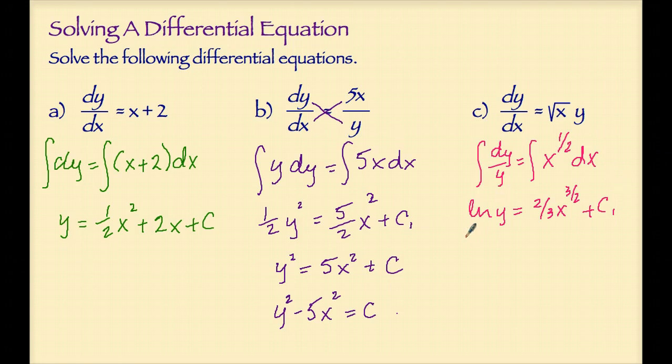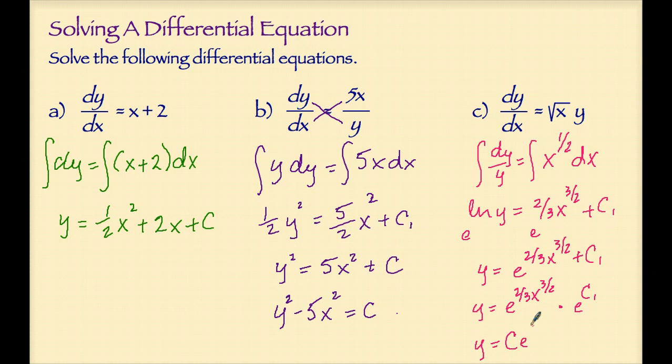We're going to solve for y by exponentiating both sides of this equation. This gives us y equals e to the 2/3 x to the 3/2 plus c sub 1. But the right side of this equation can be rewritten as e to the 2/3 x to the 3/2 times e to the c sub 1, but e to the c sub 1 is just another constant which can become the coefficient of this exponential equation, resulting in our final form y equals c e to the 2/3 x to the 3/2.